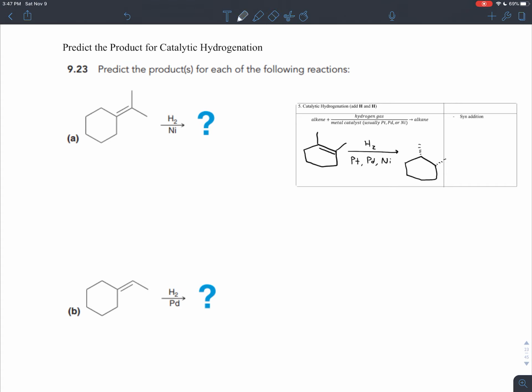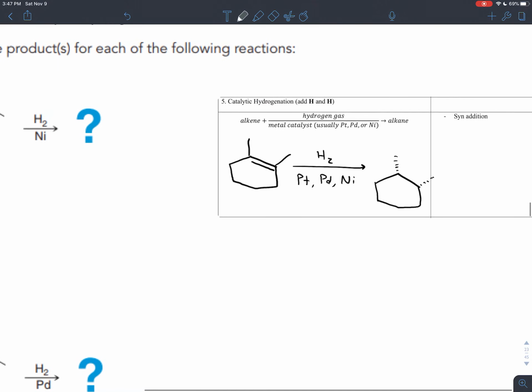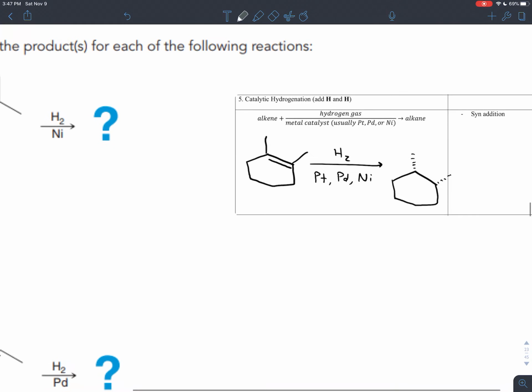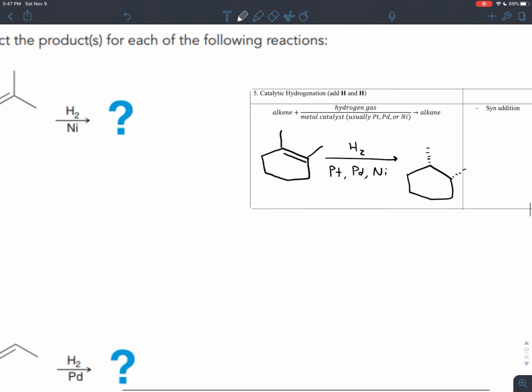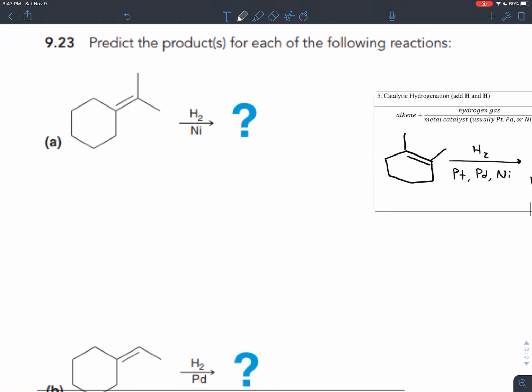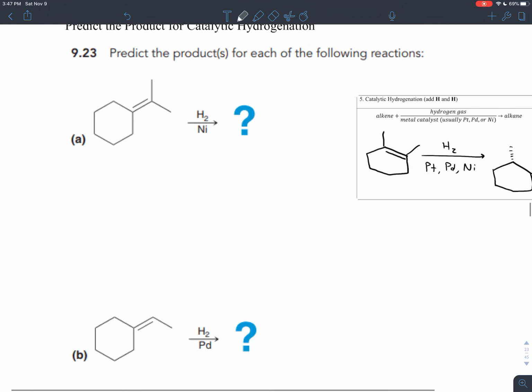Now I have this animated in a separate mechanism. The thing to note here is that they end up adding onto the same face of the alkene. So we get syn addition here, just like we got in hydroboration oxidation. Otherwise, these are often the simplest products to draw, because you really just need the same exact molecule you started with. You just erase the pi bond, and that's your product.